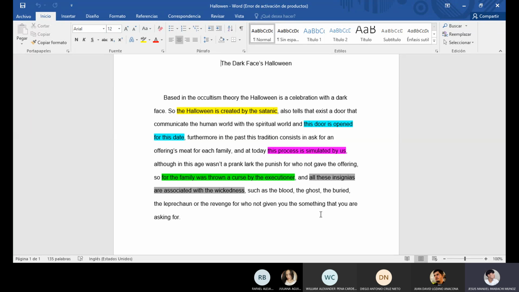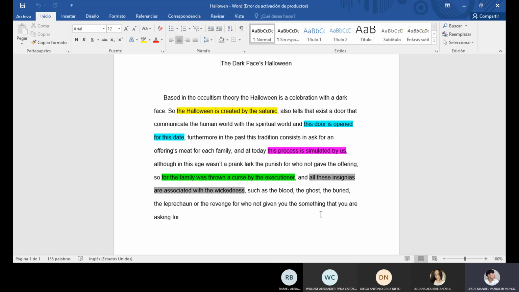Based on the occultism theory, Halloween is a celebration with a dark face. So, Halloween was created by the Satanics. It also says that there exists a door that communicates the human world with the spiritual world, and this door is opened on this date. Furthermore, in the past, this tradition consisted of asking for an offering meal from each family. And today, this process is simulated by us.